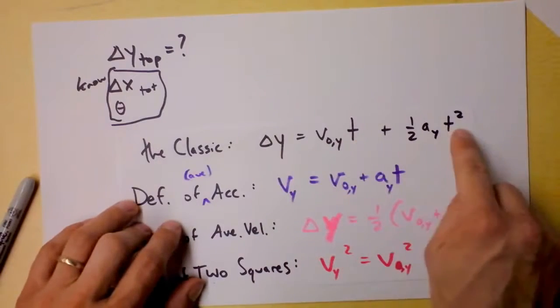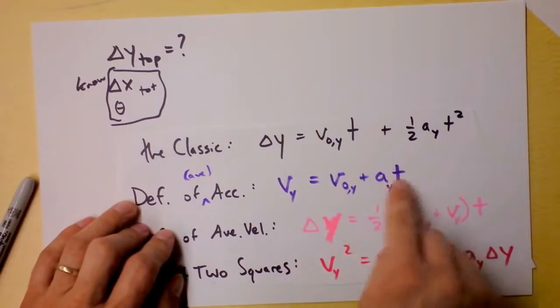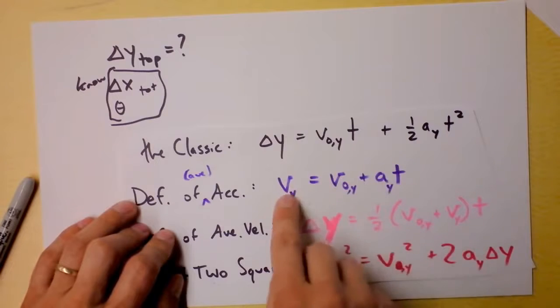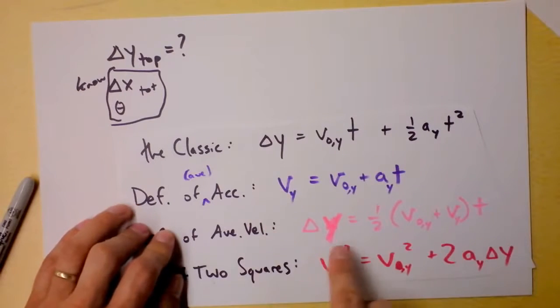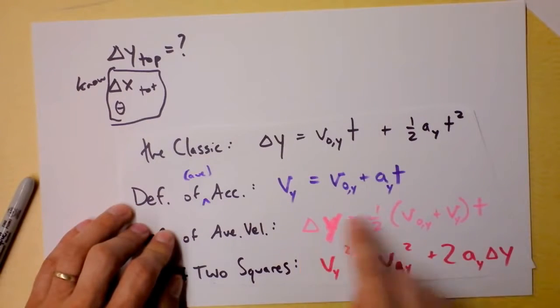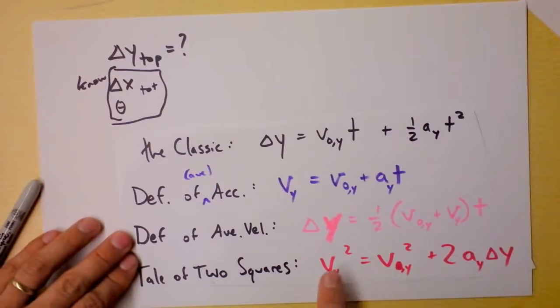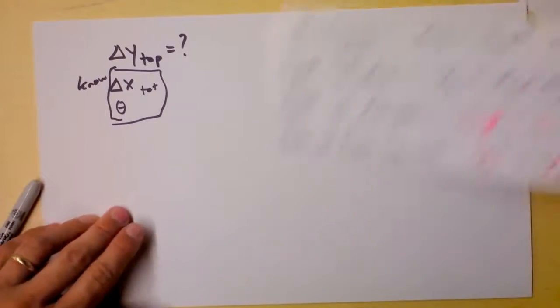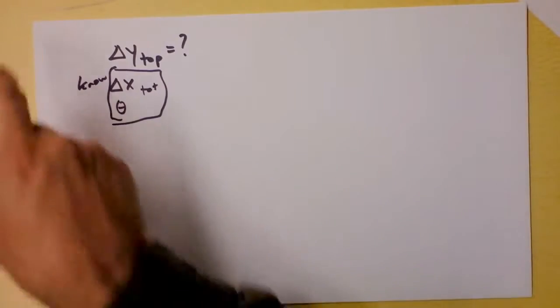So the classic doesn't have final velocity in it, but look at this, the definition of acceleration, that's got final velocity in it. Oh, but it doesn't have delta y in it. Now this one has final velocity and delta y, but it's got time, and that makes me uncomfortable. I'm going to go to a tale of two scores. Tale of two scores has all that I need, and I'm going to use it at the top. So first I write down a tale of two scores.